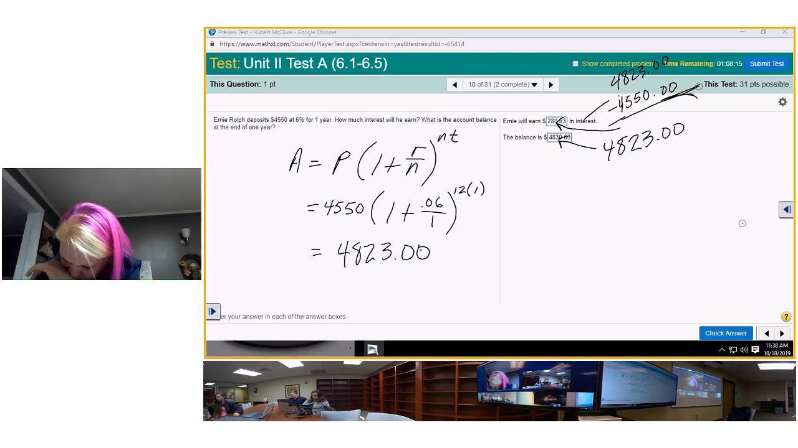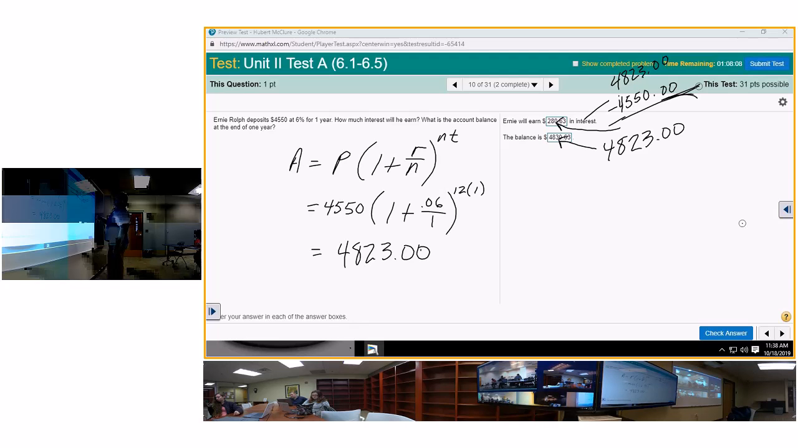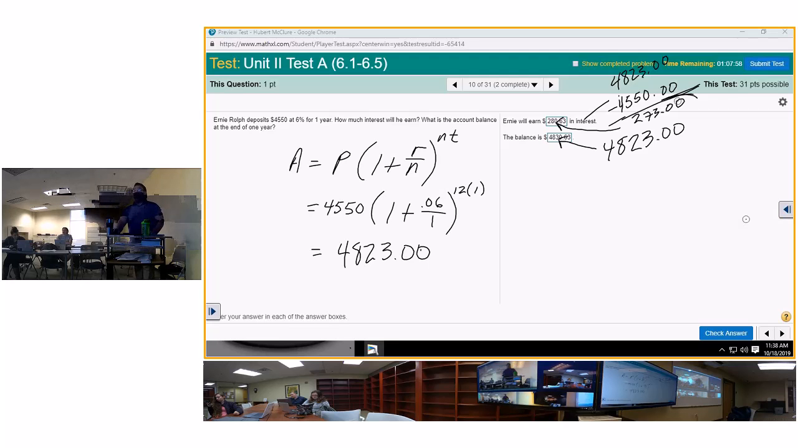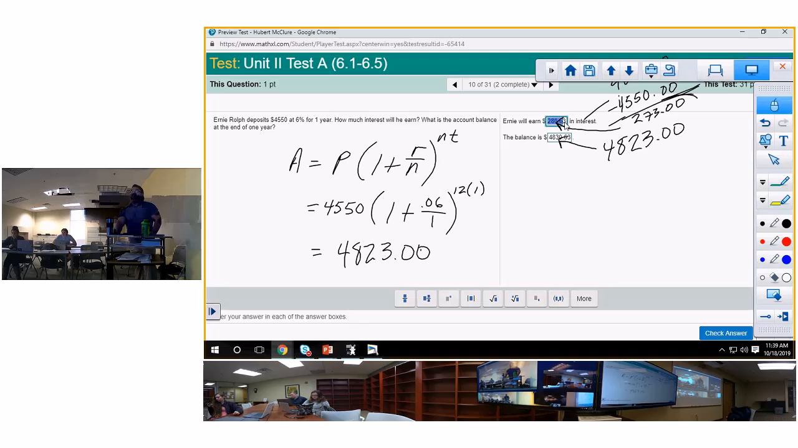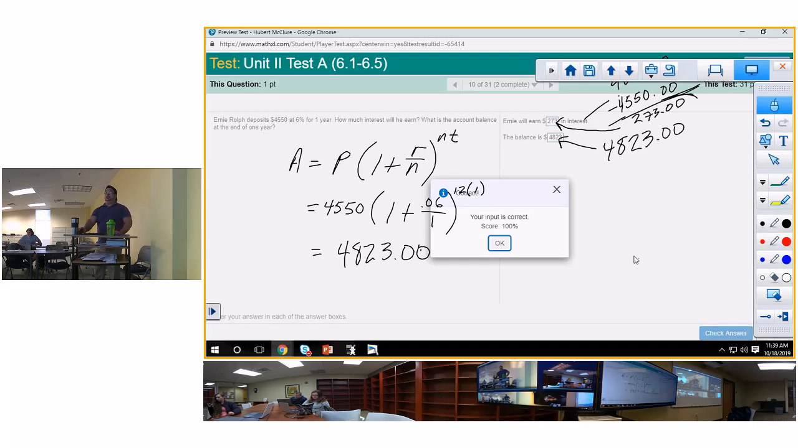Oh, okay. Yeah, 273. Let's see if that's what they want, because they're not being very clear. When I get through with the problem and I get it right, I'll tell you what they're asking, because they're not asking you in the problem. They're being very vague. So this would be 273, and this would be 4823. Check answer. That's it.